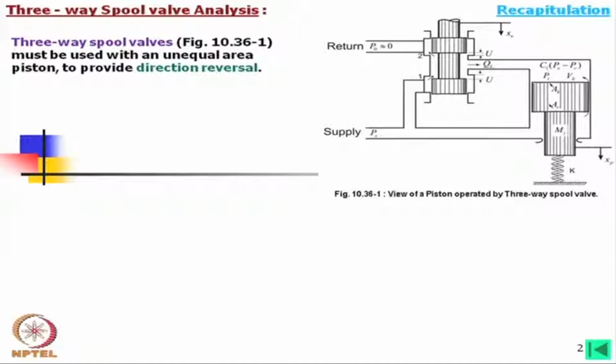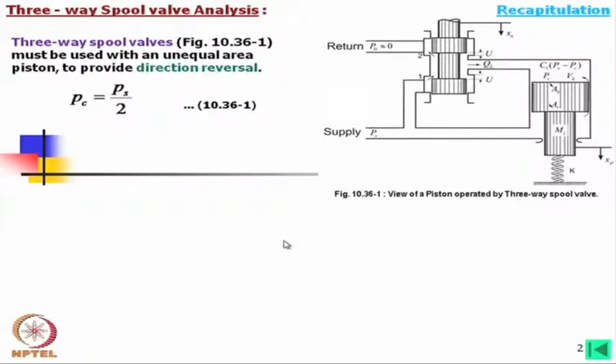Also, this has an advantage with the linear actuator of unequal areas. Unequal areas means on the head side, usually there is no rod, or even it might be that on either side of the piston there are piston rods, but those piston rods are of unequal area.